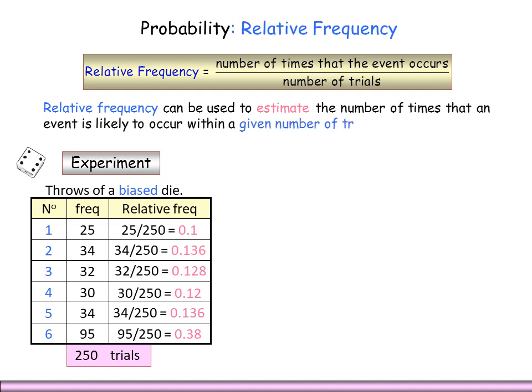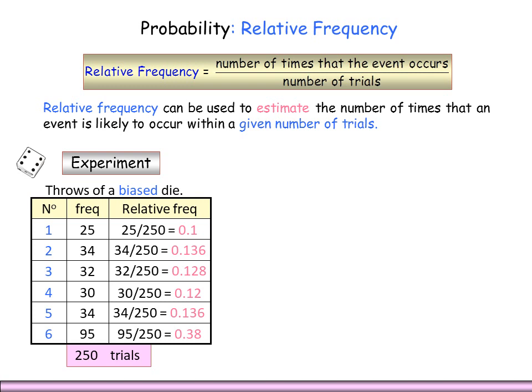Numbers 1, 2, 3, 4, 5, 6. It's a biased die because the frequency is not the same for all the numbers. To find the number of trials, you add all the frequencies. So we have 250 trials. And to find the relative frequency, which is the probability, just divide the frequency by the number of trials and you will get the result.